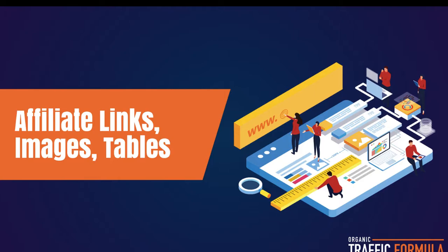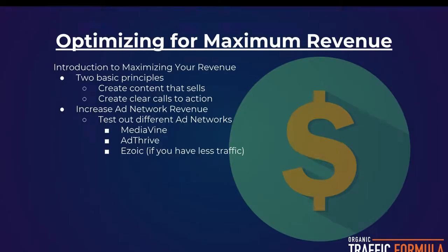In this lesson, we're going to talk about affiliate links, images, and tables. Basically, optimizing your money posts, your buying guides, your reviews for maximum revenue. And that's what it's all about, right? We're an affiliate of Amazon or whoever you're an affiliate for to make money. So if you're getting traffic and you're not making money, that's a real problem.